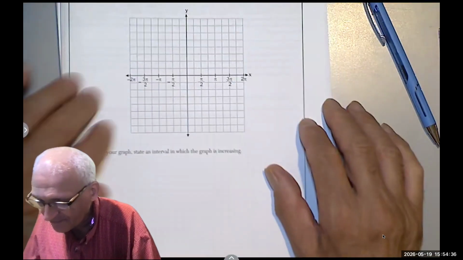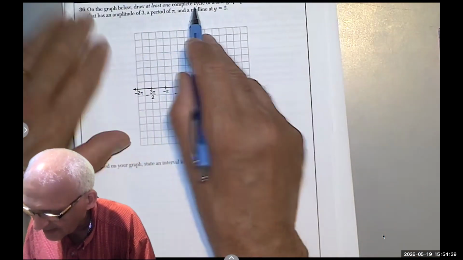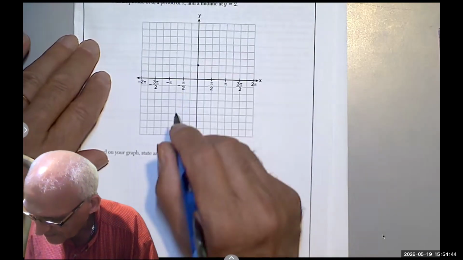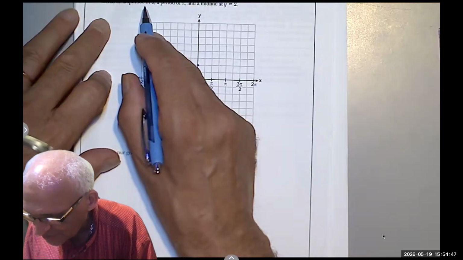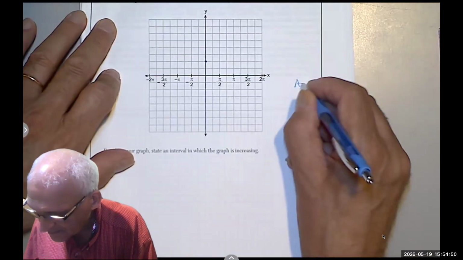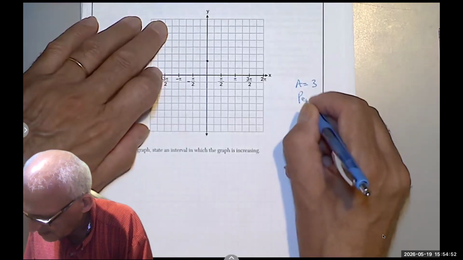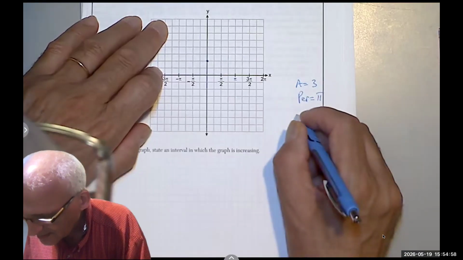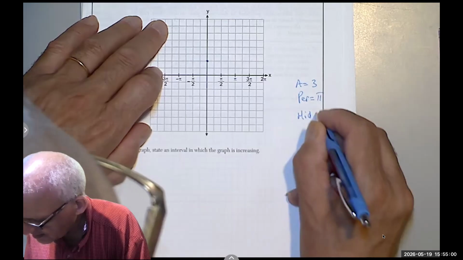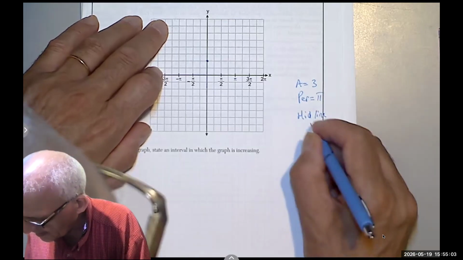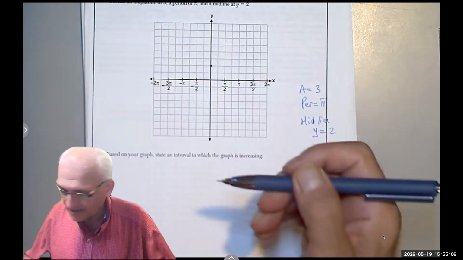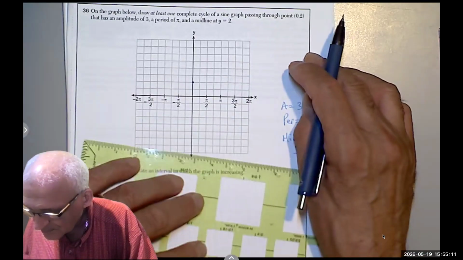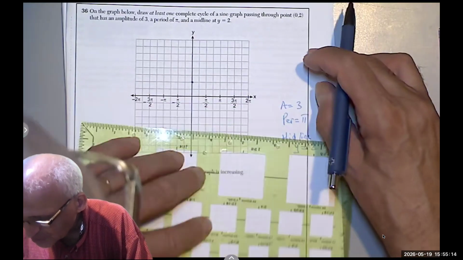Otherwise, here we have: draw at least one complete cycle of a sine graph passing through the points 0 and 2, that has an amplitude of 3 and a period of pi, and a midline y equals 2. So here is the midline, y equals 2.